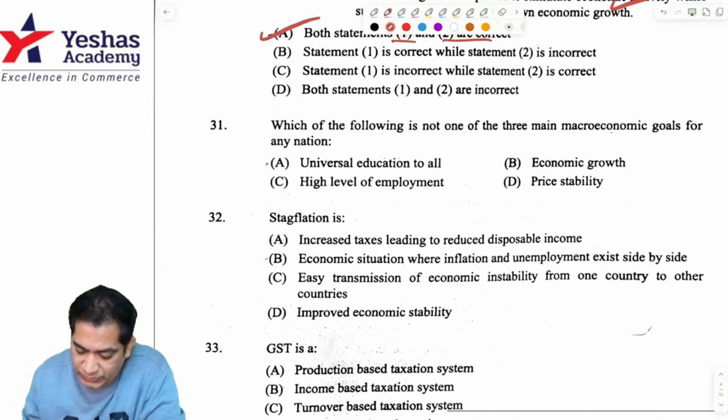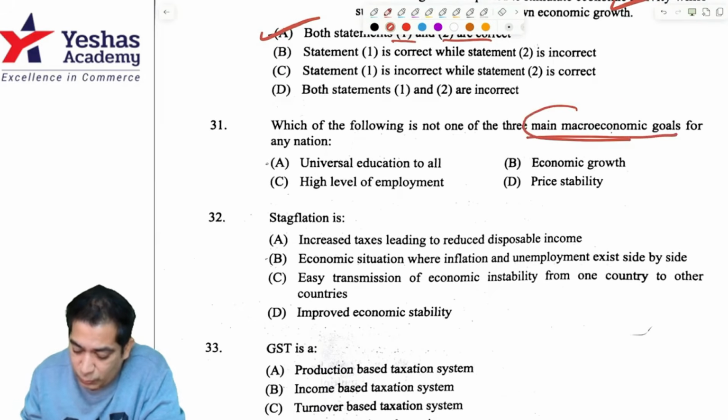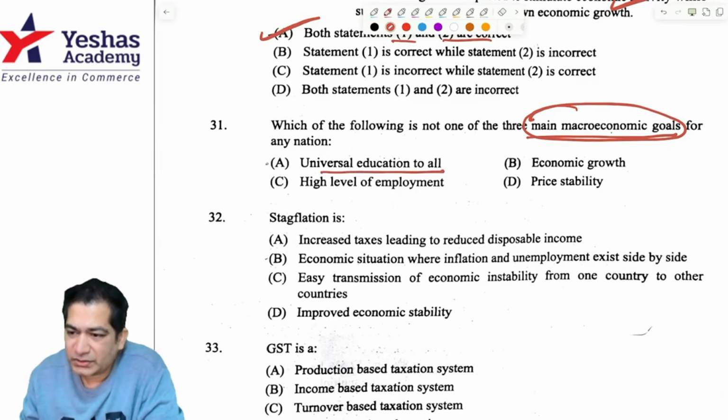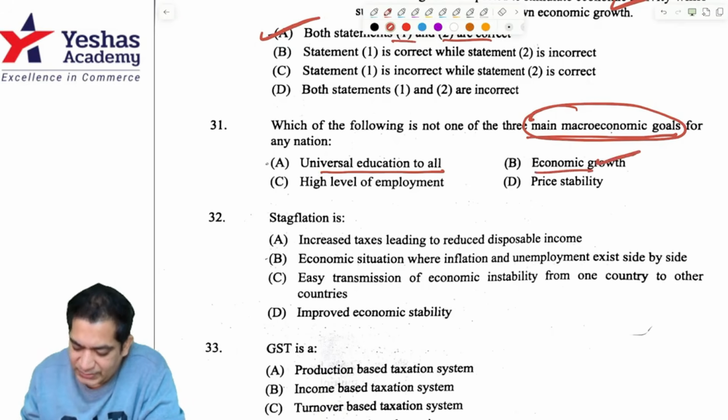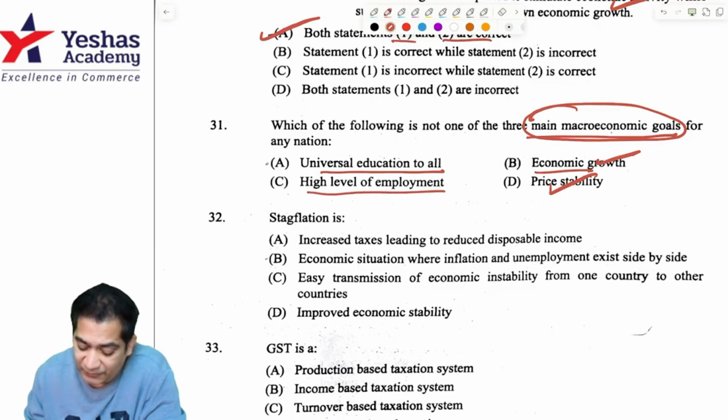Which of the following is not one of the three main macroeconomic goals? They're asking you about macroeconomic goals. Universal education for all? No, it's not possible to provide universal education for all. Economic growth, yes, that is. Price stability, inflation, yes. High level of employment, yes. Universal education, no. So this is your answer because they've asked you for the one that is not.